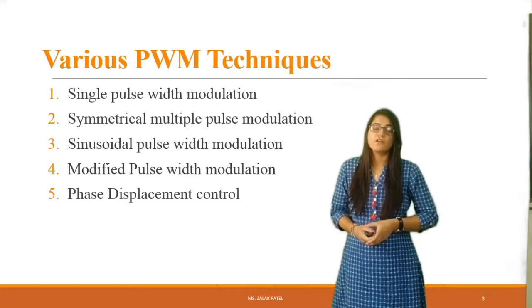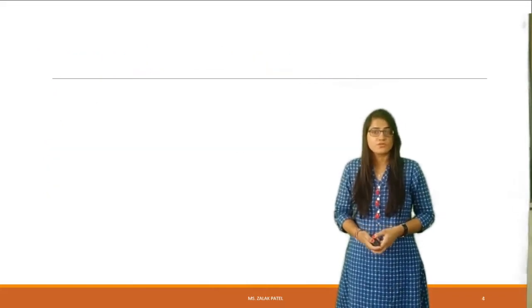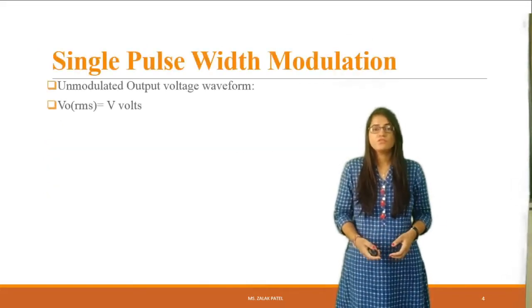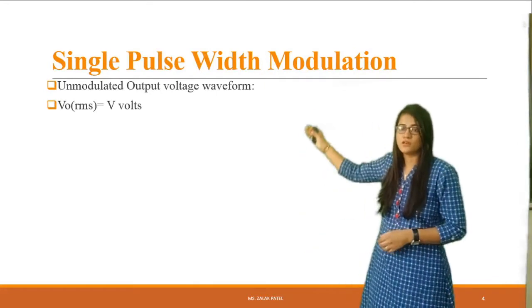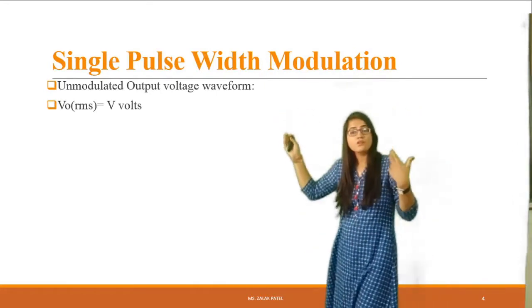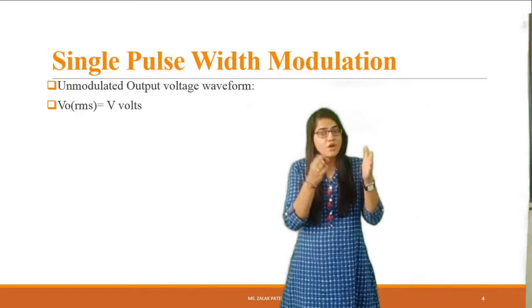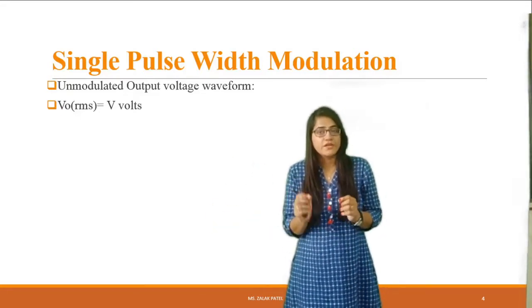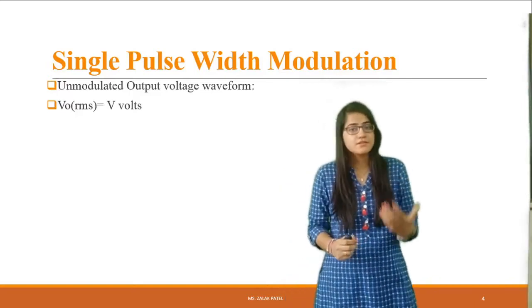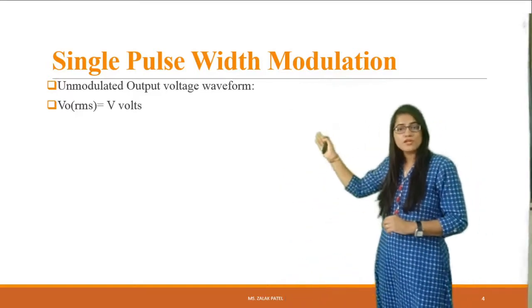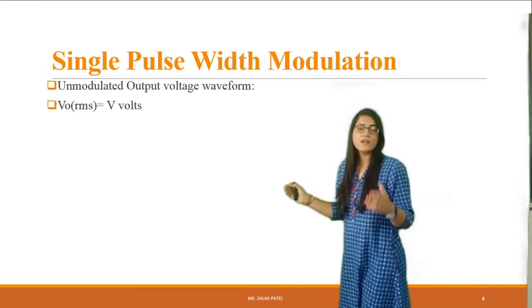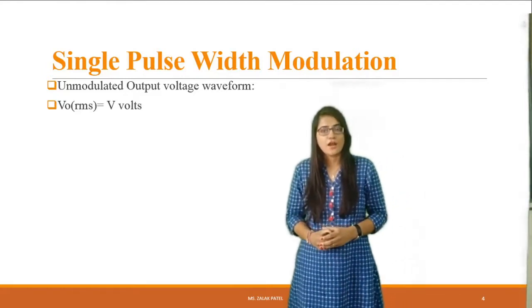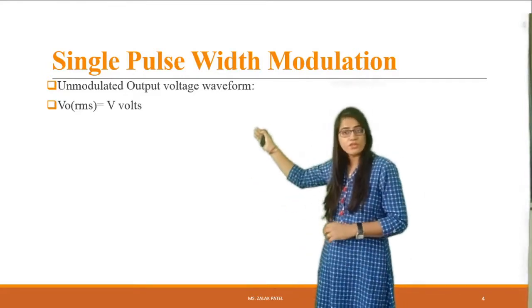So let's start first with single pulse width modulation. For single pulse width modulation, you have to assume the unmodulated output waveform, and we have to modulate the waveform with respect to the voltage V. So let's assume that the unmodulated output voltage waveform is that, and the RMS output voltage is equal to V volt.